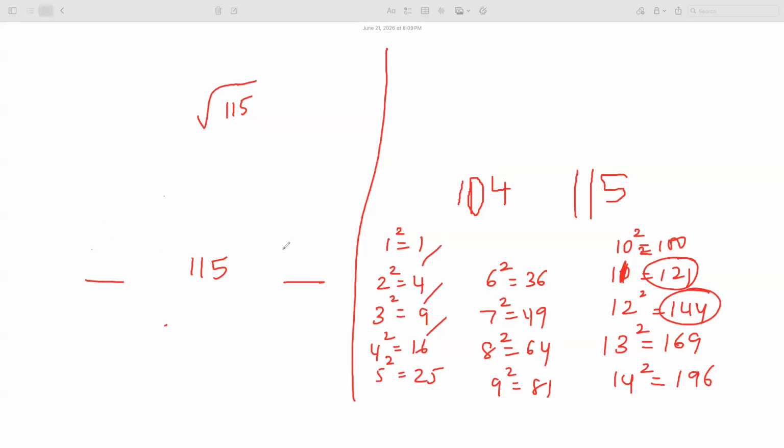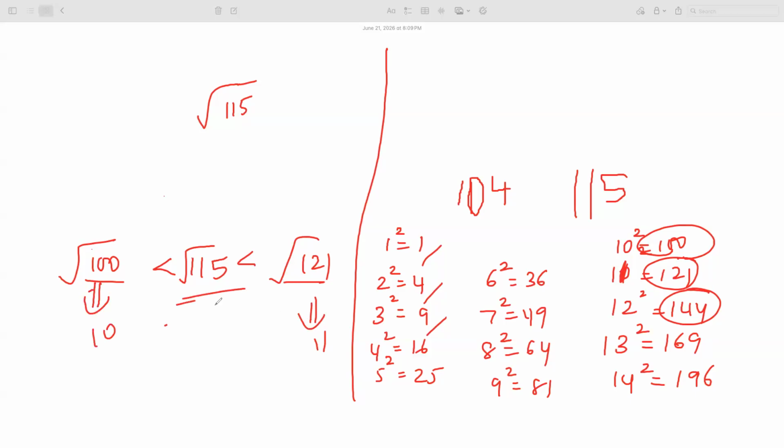Square numbers are 100 and 121. 100 here, 121 here, right? That's the problem. So take square roots. You get 10 here, you get 11 here. So the square root of 115 lies between 10 and 11.